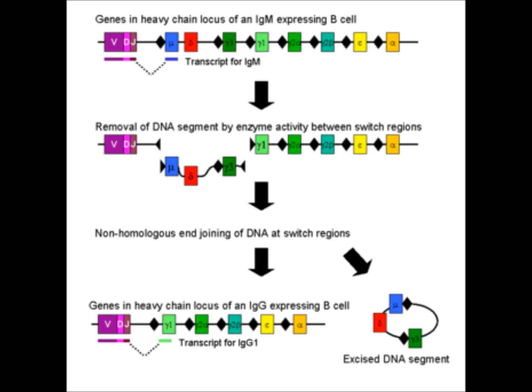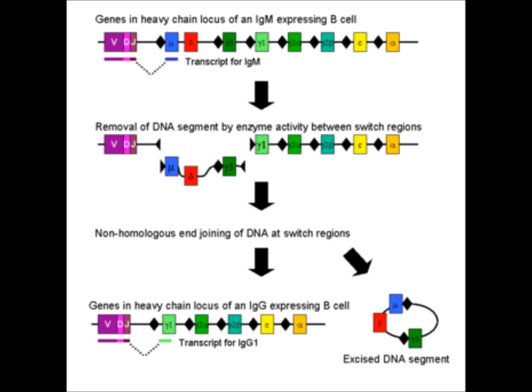This presentation is in response to exam 3D, question number 2, concerning class switching. Immunoglobulin class switching is a mechanism that changes a B cell's production of antibodies from one isotype to another.